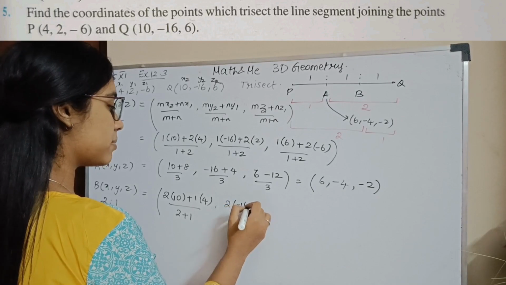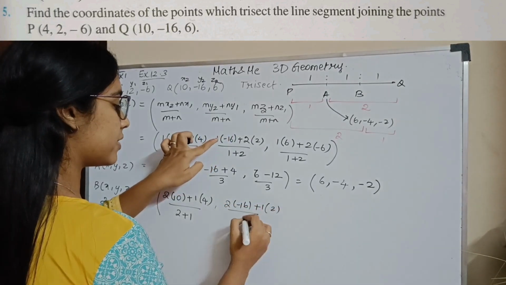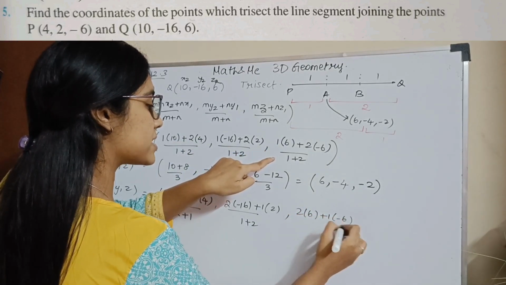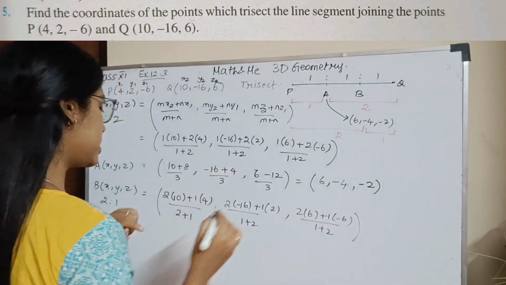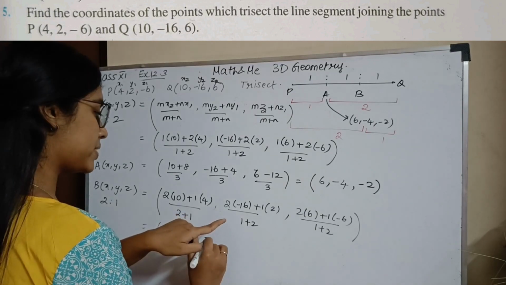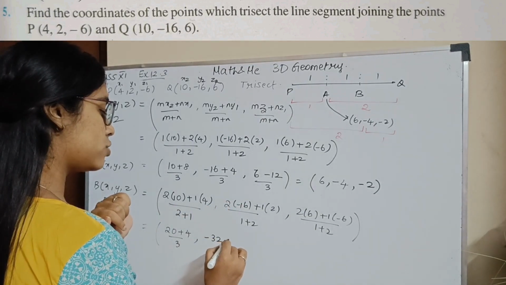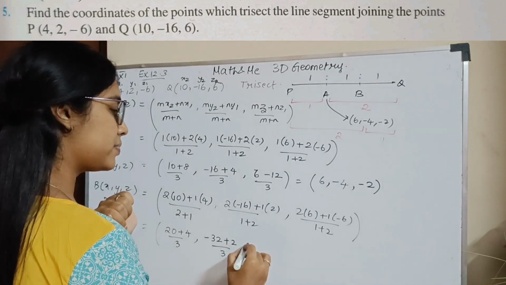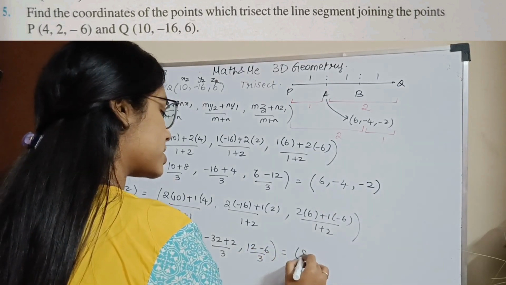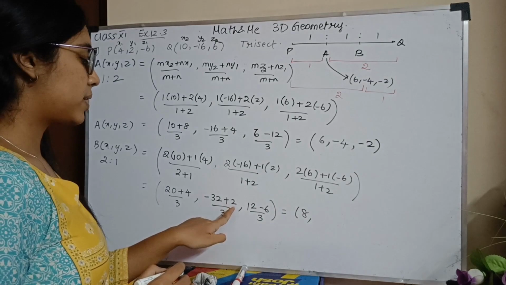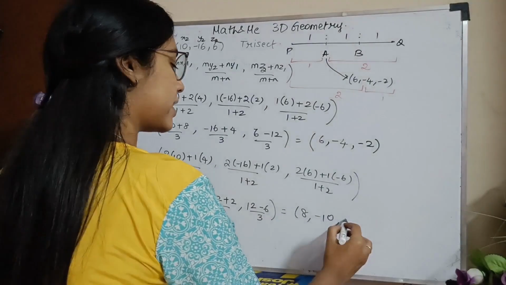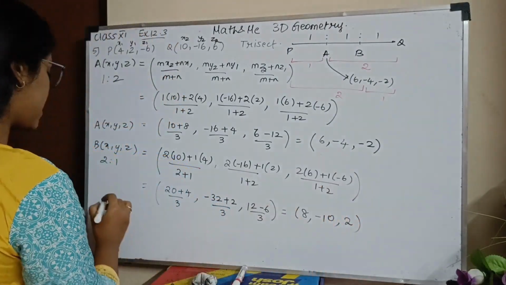Comma, 2 times minus 16 plus 1 times 2 divided by 1 plus 2, comma, 2 times 6 plus 1 times minus 6 divided by 1 plus 2. Okay? So what will I have? 20 plus 4 divided by 3, comma, minus 16, 2s are 32. Minus 32 plus 2 divided by 3, comma, 12 minus 6 divided by 3. So what will we get? 24 divided by 3, which is 8, comma, minus 32 plus 2, which is minus 30, divided by 3 is minus 10, comma, 12 minus 6 is 6. 6 divided by 3 is 2.